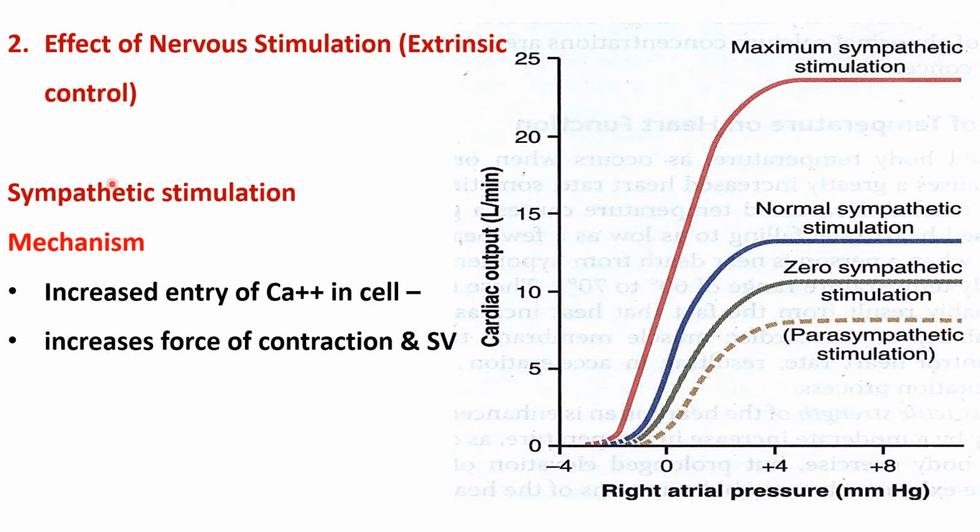So we are repeating the same information in this graph. This graph you can see in your guidon, in the nervous stimulation of the heart, and it is showing you that sympathetic stimulation increases the entry of calcium in the cell, and because of that it produces increased force of contraction and increased stroke volume, whereas parasympathetic stimulation decreases the stroke volume and cardiac output.